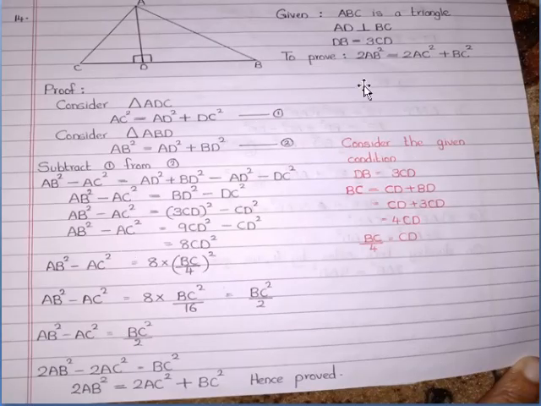Now we'll see what you have to prove: 2AB square is equal to 2AC square plus BC square. Now we are going to subtract 1 from 2. AB square minus AC square. You will get AD square plus BD square minus AD square minus DC square. AD square and AD square get cancelled. So AB square minus AC square is equal to BD square minus DC square.